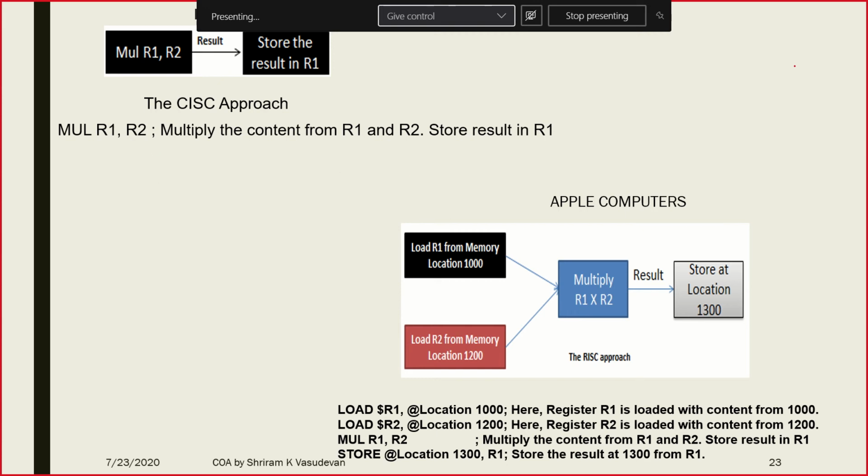So what do we do here? It is going to be very easy for the programmer, but internally it will be difficult for the hardware to handle. So MUL R1, R2 is the only instruction that you need to get two numbers multiplied if you are using the CISC approach. It is very easy for the programmer to write the code, and it is going to occupy very little memory. So it is totally Intel's approach.